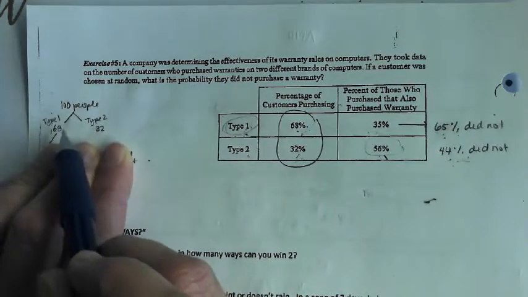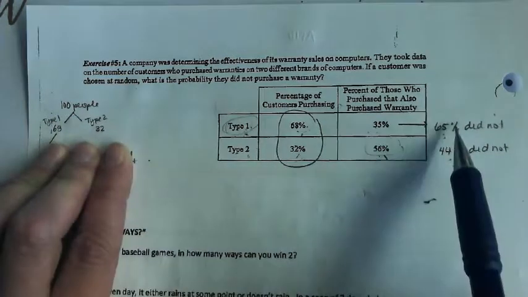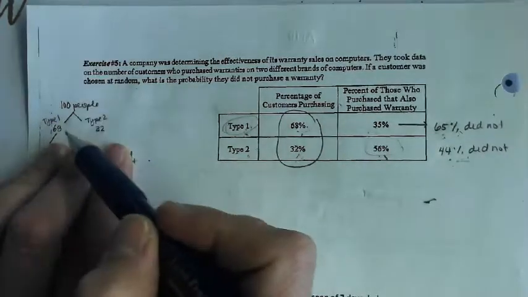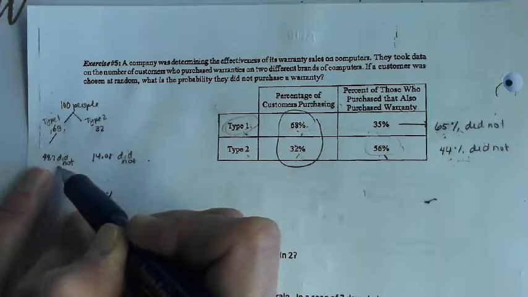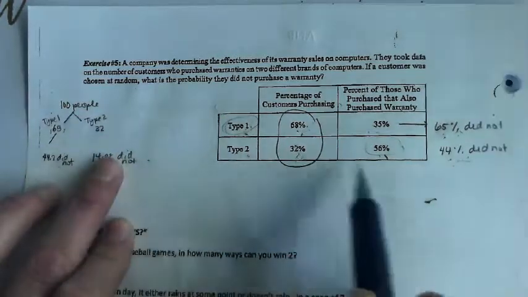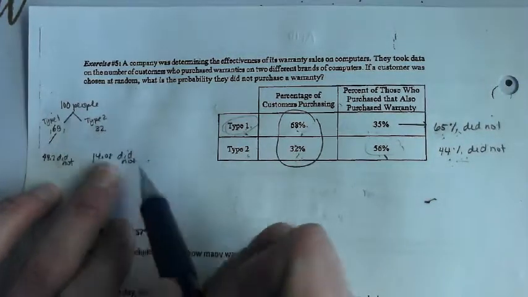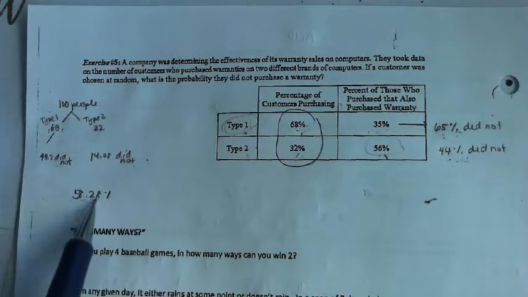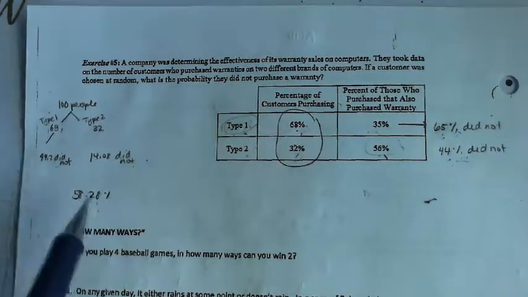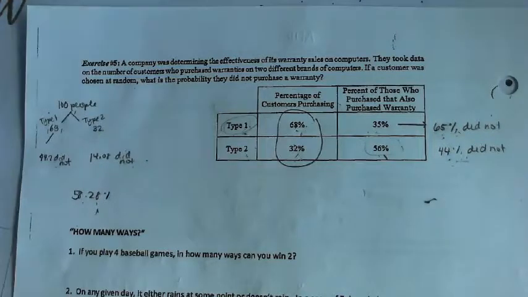And then it's saying that of those 68 people, 65% did not buy a warranty. So I figured out what 65% of 68 people was, and that was 44.2 of those did not. And then 44% of the 32 people did not, and that gave me 14.0. And obviously, being people, a decimal doesn't really make sense. But that gives us 58.28 people who did not buy the warranty. And since I did it out of 100, that's easy to convert to a percentage. Okay? So that was definitely a tricky one.